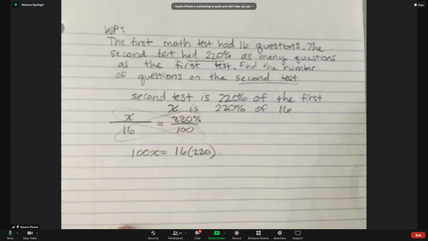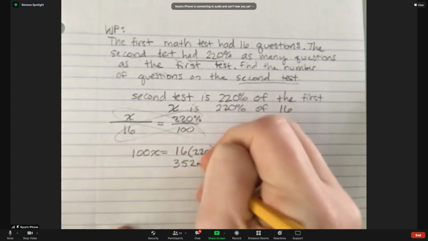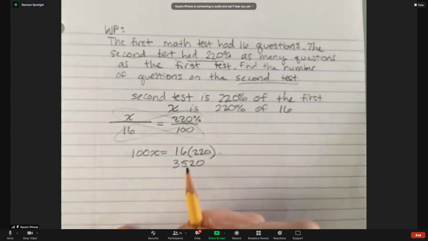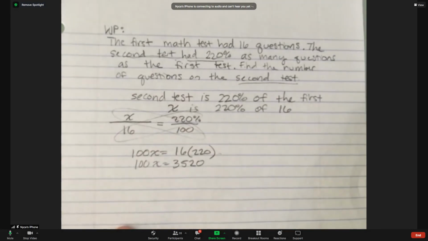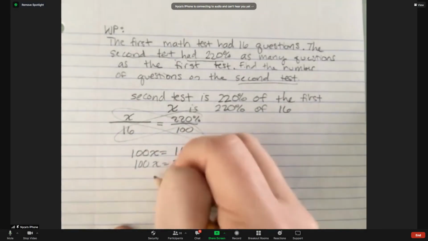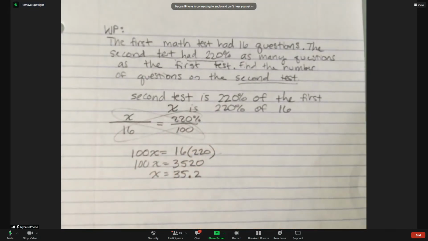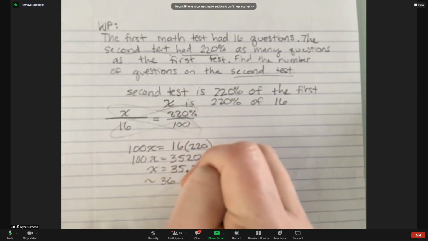Okay, so then you have 16 times 220. That is 3520. Now you have to figure out, if that's 3520, then how many questions are you going to have when you divide that by 100? So 3520 divided by 100, x equals 35.2. Well, you can't have partial questions, so you need to make sense of it. So you round, you will have about 36 questions.